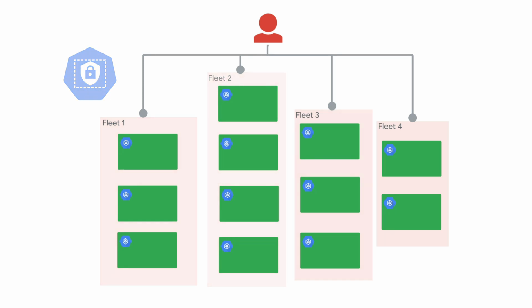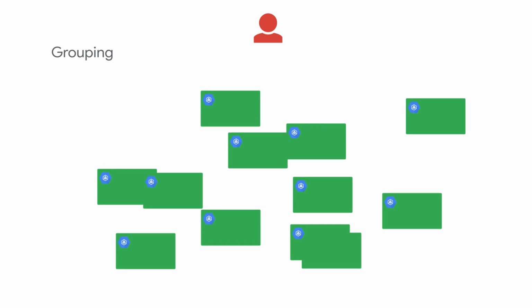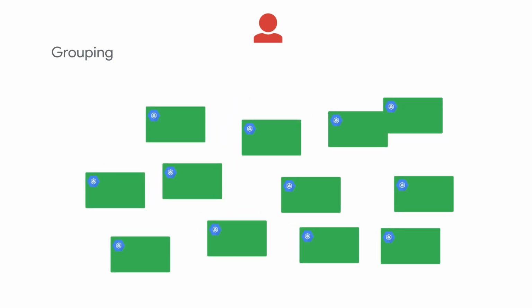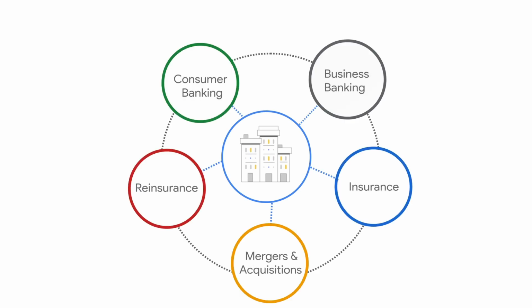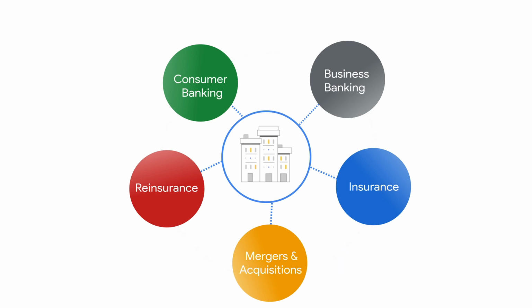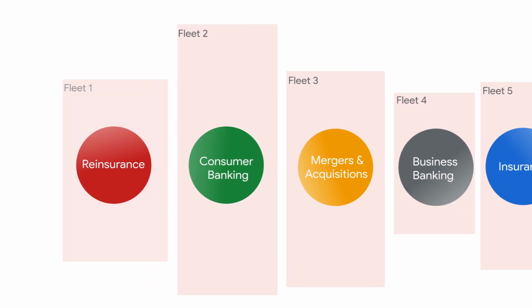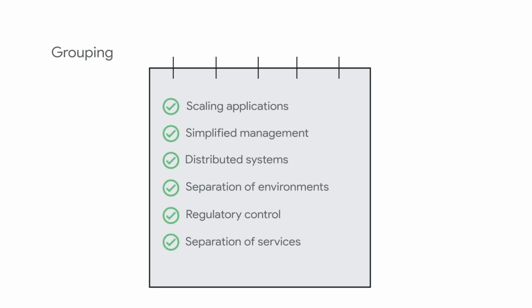When you're creating a fleet, the first thing you'll want to consider is grouping. How do you decide which clusters will be grouped together as part of a fleet? Let's take an example of an organization with multiple lines of business. If these departments are managed separately, they may rarely communicate with each other. In this case, it might make sense to have a separate fleet for each line of business. How you decide to group clusters as part of a fleet will depend on your specific organizational needs.